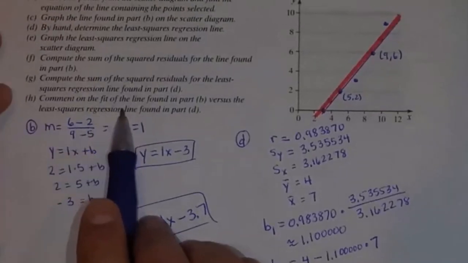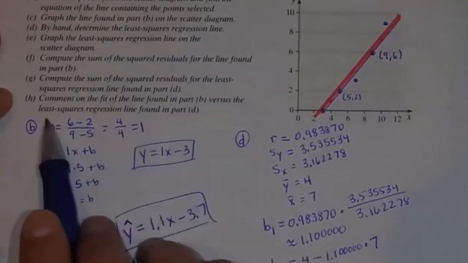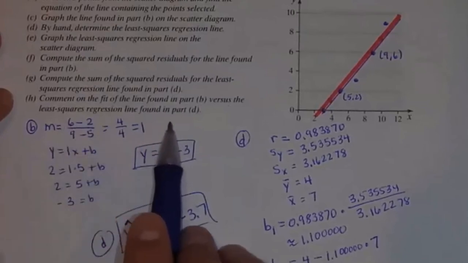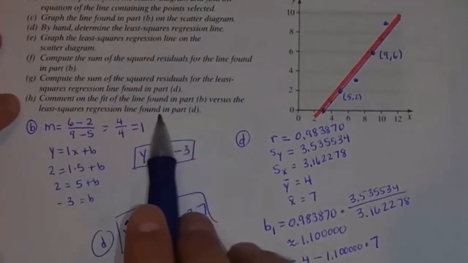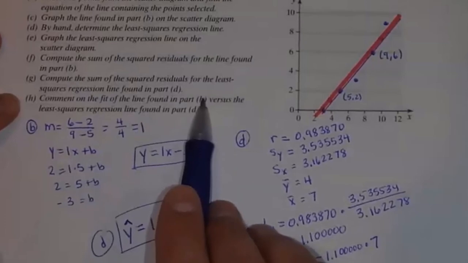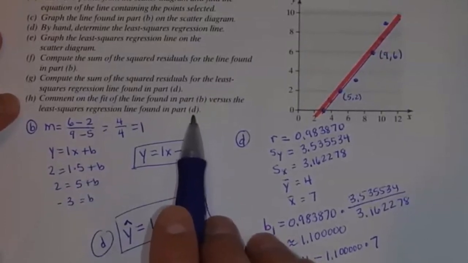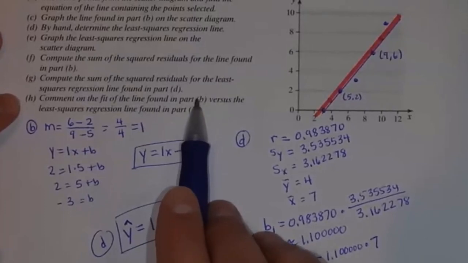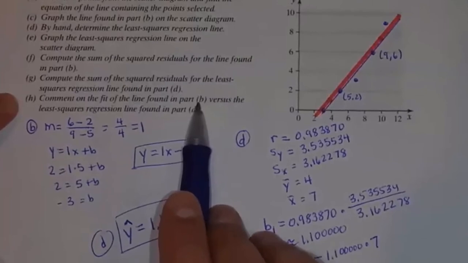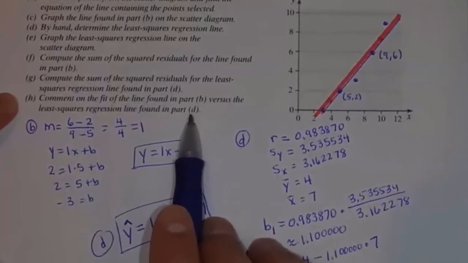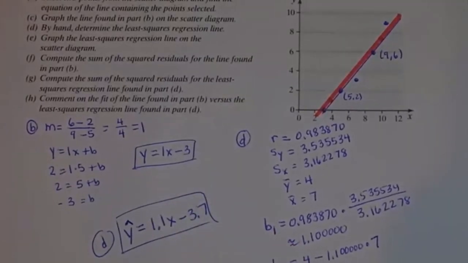So comment on the fit of the line found in part B versus the least squares regression line found in part D. Well, the line found in part B has a higher sum of squared residuals than the least squares regression line did. So that means the line found in part B is not as good of a fit. It's not a horrible fit, but it's not as good as the least squares regression line.